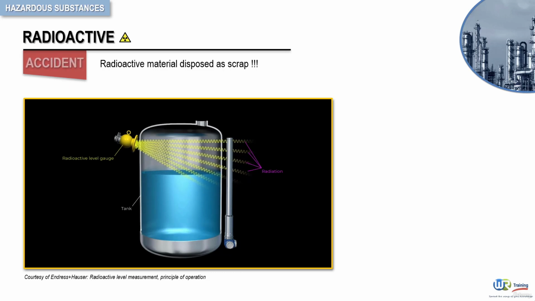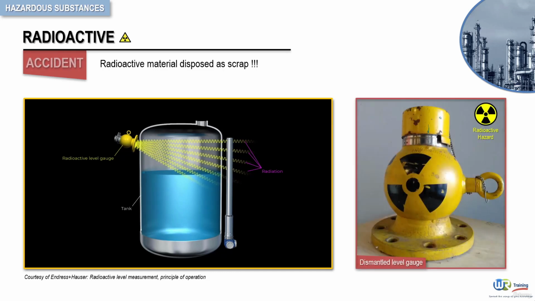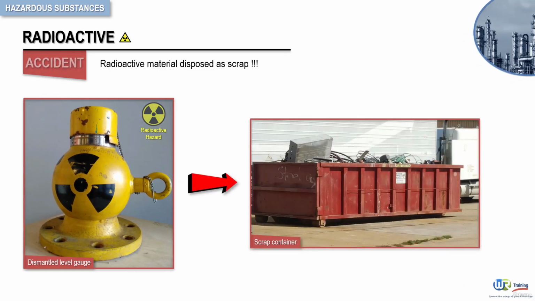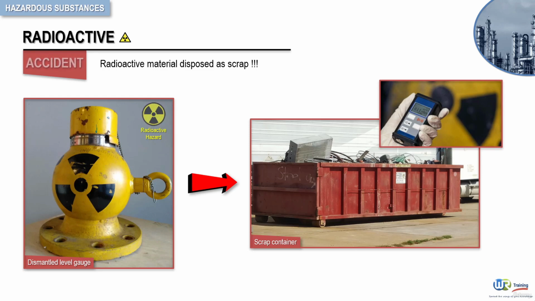But this was not the case, as he had confused this tank with another tank, where the radioactive material had indeed been removed. A normal permit to work was used instead of the special form for handling radioactive equipment. As a result, the craftsmen removed the level gauge with the radioactive source still intact, and placed it in a scrap container for disposal. The container was only found to contain radioactive material when the disposal company performed a routine check for radiation at their site.